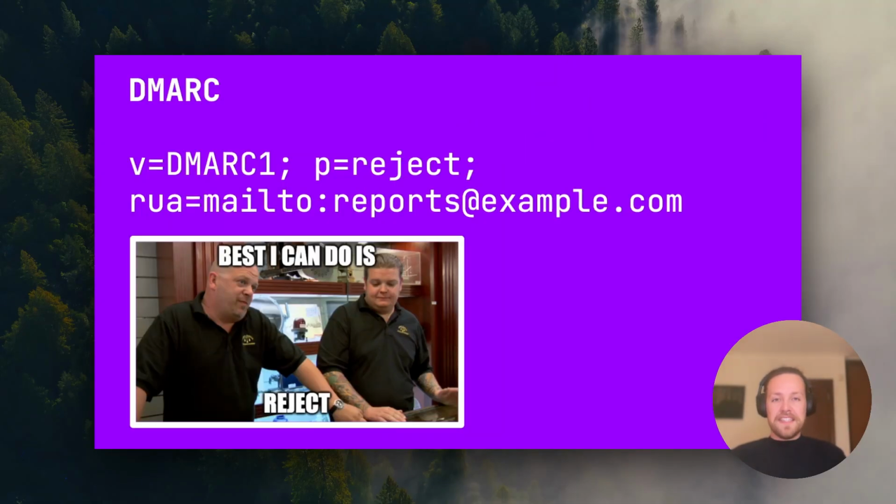So just to reiterate, DMARC is built on top of SPF and DKIM, and it tells receivers how to handle emails that fail either of these checks. So a DMARC record might look something like this. P equals reject is the important part here. You've probably heard that before if you've come across DMARC. And that means if an email fails either the SPF or DKIM checks, the receiving server should reject it outright.